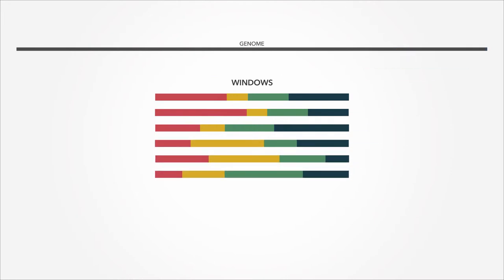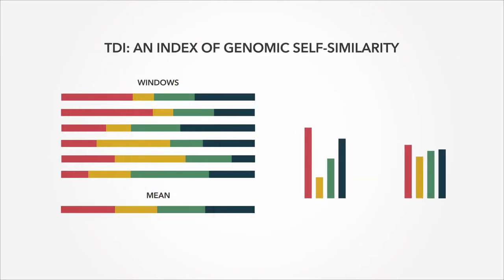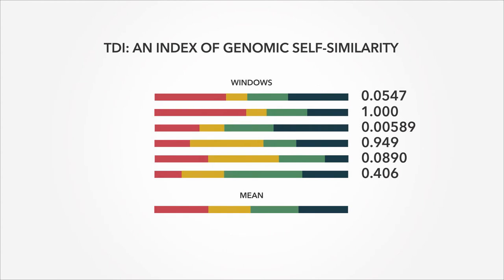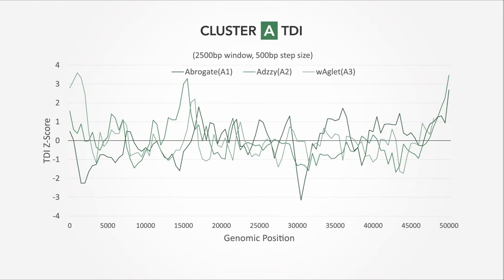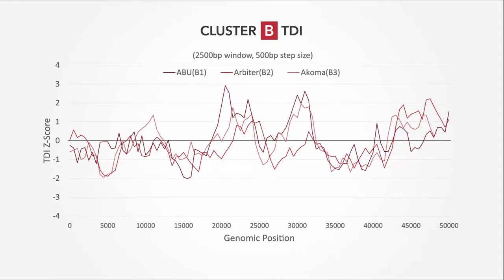We also used TUD values to examine intragenomic differences, how much a particular segment of a genome varies from the genome as a whole. We accomplished this by computing a tetranucleotide difference index in a sliding window of 2,500 base pairs across the genome. TDI is an index of genomic self-similarity. Higher values indicate windows that are different from the mean in terms of TUD composition. To find significantly different windows, we plotted the z-score of this value, which takes into account how variable a genome is overall. Here are some examples of TDI calculated for representative phage of each cluster.